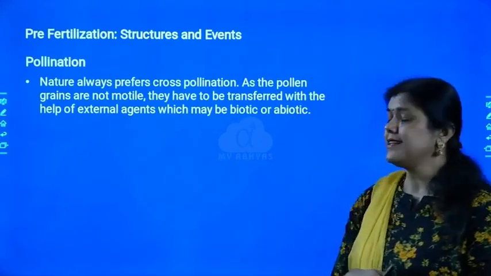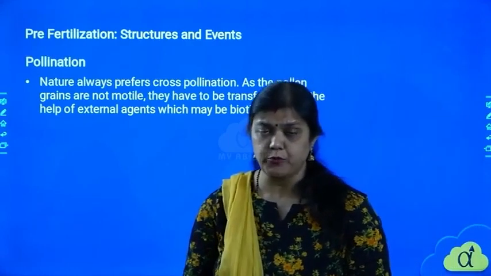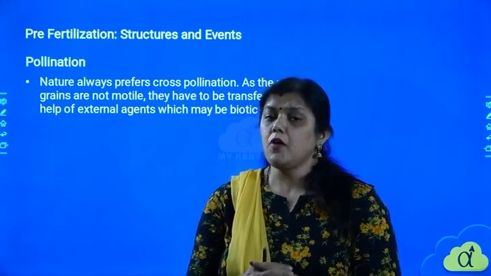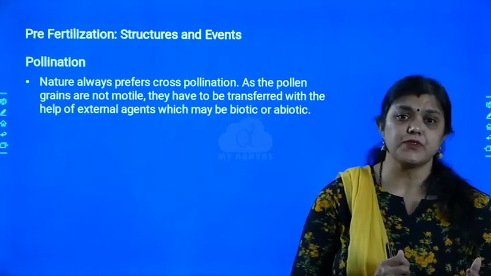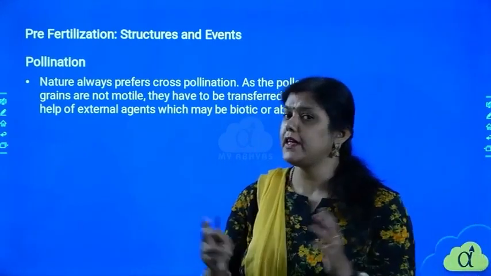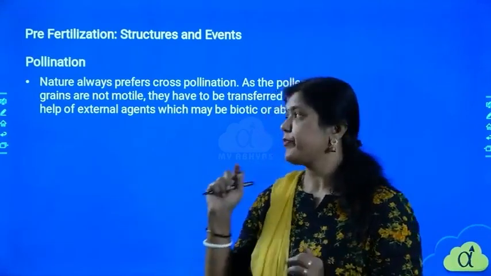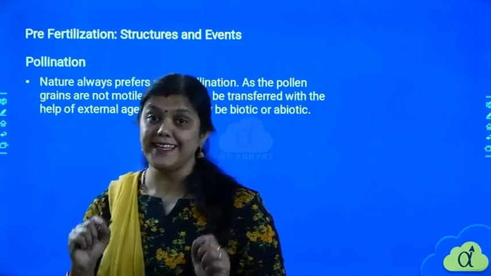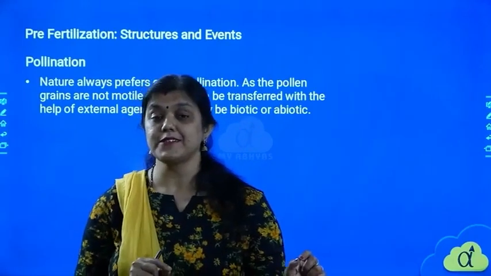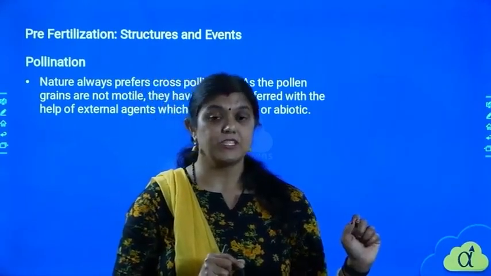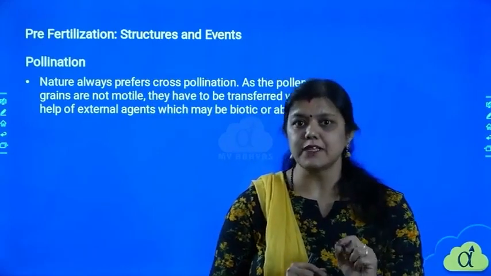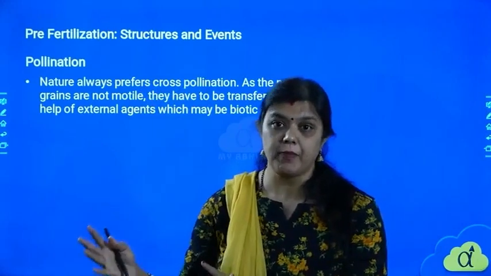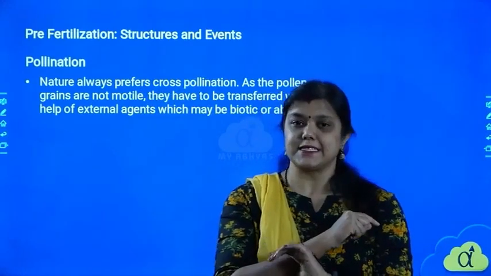And pollen grains are not motile. We know that pollen grains don't have any special organ to move around. Now, how will the pollen grain transfer from one flower to the other? They are not motile, they are not moving. So for that reason, they require some external agents. I told you in the previous session also, what are external agents? External agents are those things which help the pollen to transfer from one plant to the other. Those are called external agents.